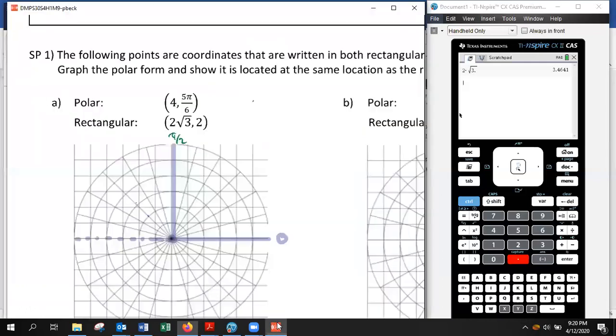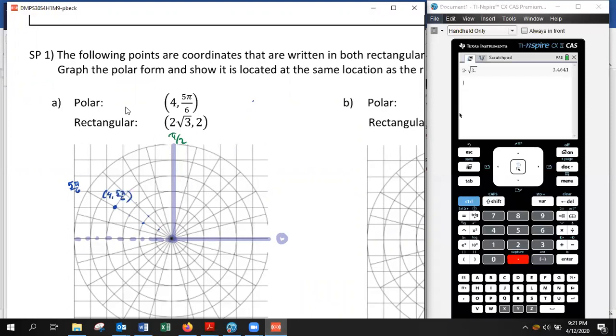So going back to what we have here, if I'm going to go to 5 pi over 6, I need to say, all right, 5 pi over 6 is located right here. So if we go 5 pi over 6, and then we go out 1, 2, 3, 4, this point right here is what we call 4, 5 pi over 6.